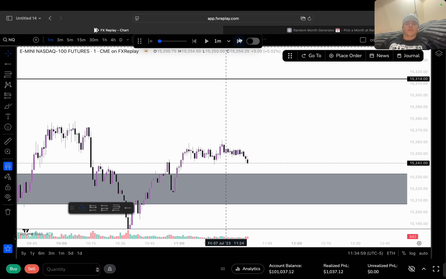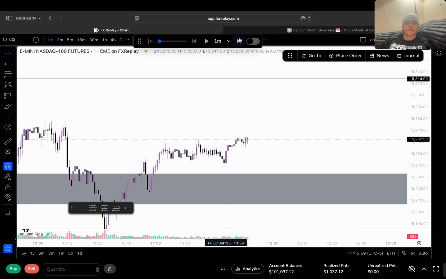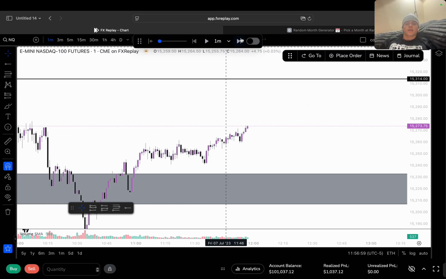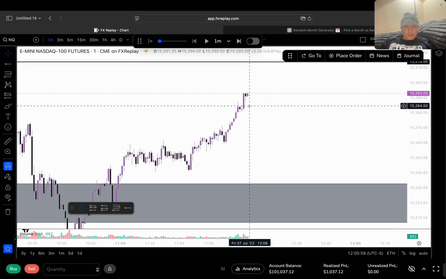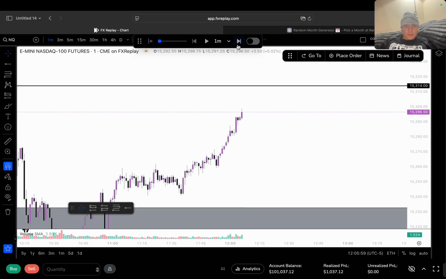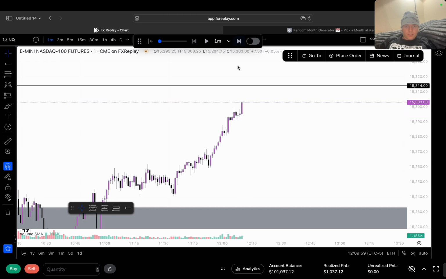Looks like a barcode. Look at that. Alright, I think we're probably... It's looking like we're going to get our entry. Probably. Okay.